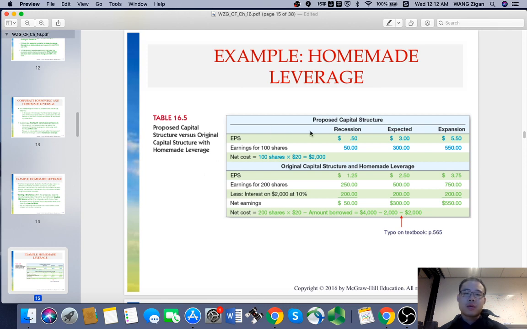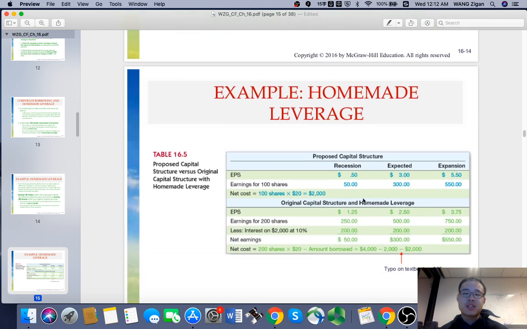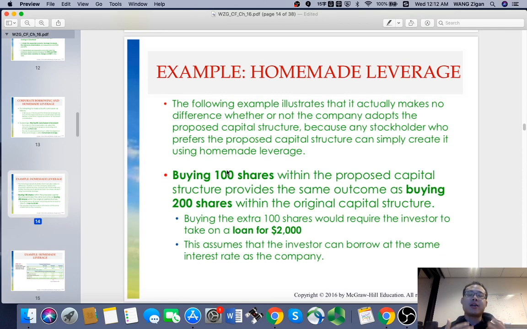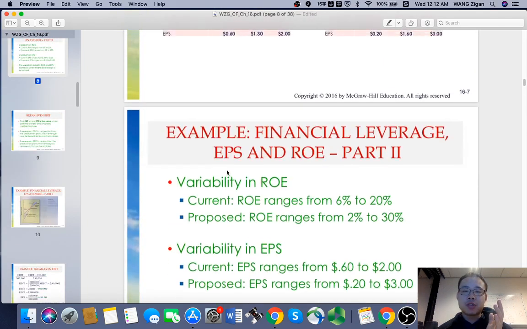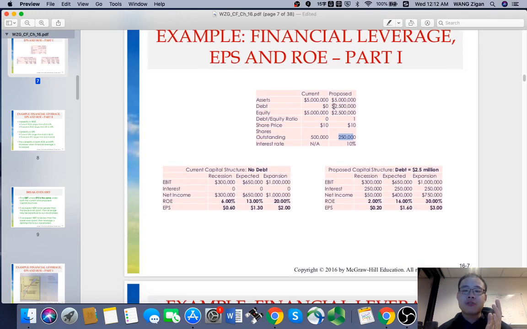I think you can ignore this, or you can just read the textbook for this one. So the basic idea is that for the firm to borrow money, like in this proposed capital structure, I borrow half of the assets that I need from debt, and I ask the investor to give the other half. So why is this essentially the same for that investor? Because the investor can just make a homemade leverage. It's not the firm borrowing money; it's just the investor borrowing money.